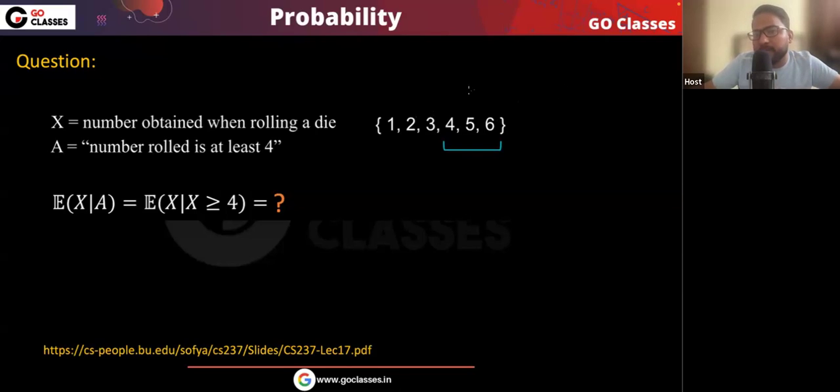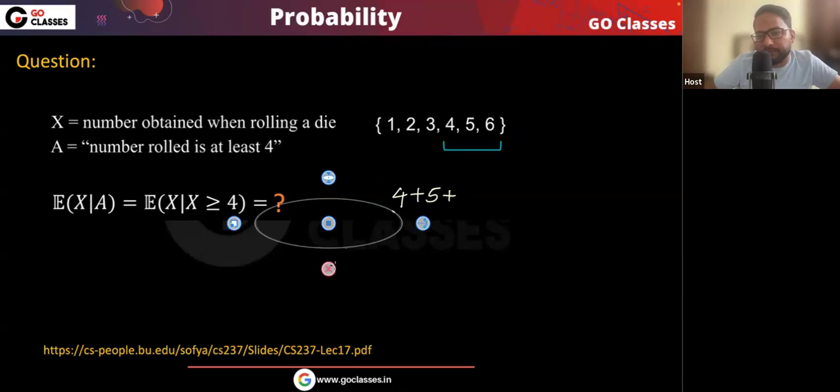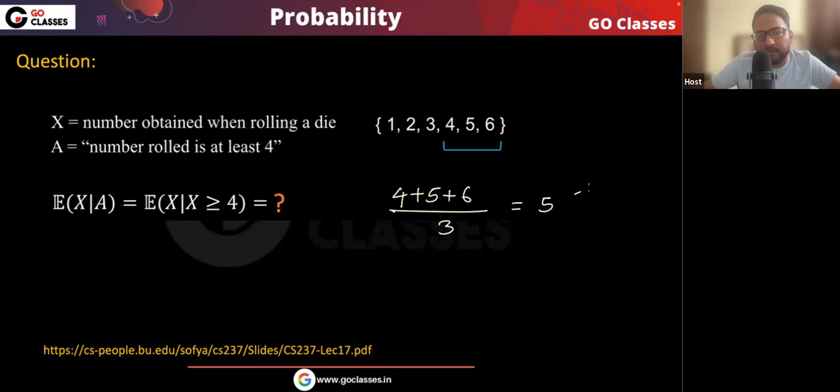See, in the reduced domain, if you see this event as a whole domain, which means you reduce the domain, these are the only possibilities. In these three possibilities, what is the average, what is the expected number? It is 4 plus 5 plus 6 divided by 3. This is just one way of solving it, using the reduced domain. What is the answer, by the way? It is 5, right?